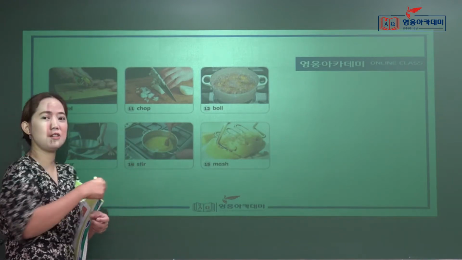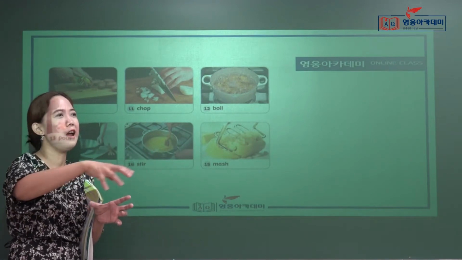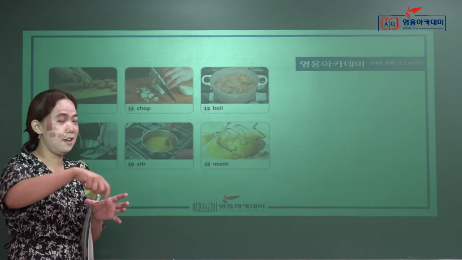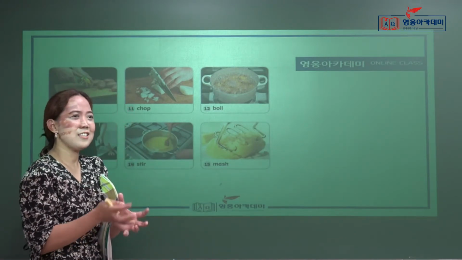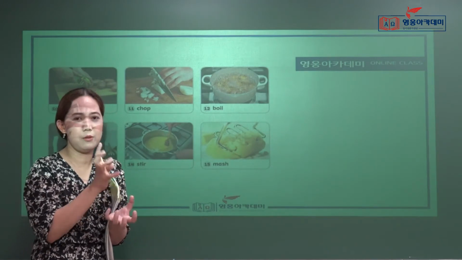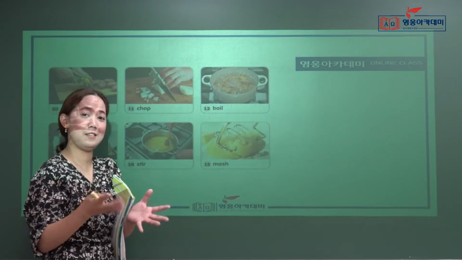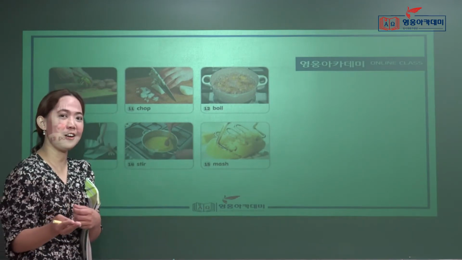Stir, what is stir, guys? Right, it's to mix the liquid or the mixture thoroughly. Stir. And mash, what is mash? It's like crushing or crush, but make things much smaller than when you just chop or slice something. That is mash. Okay, is everything clear, guys?